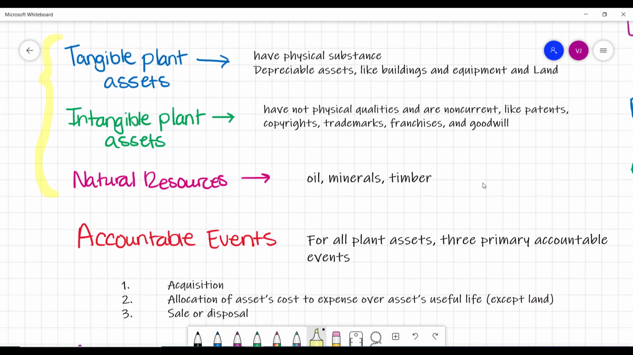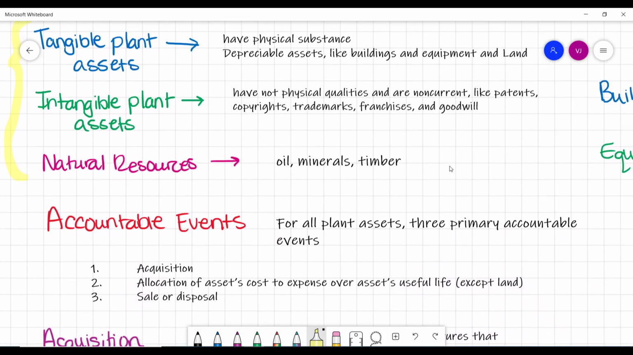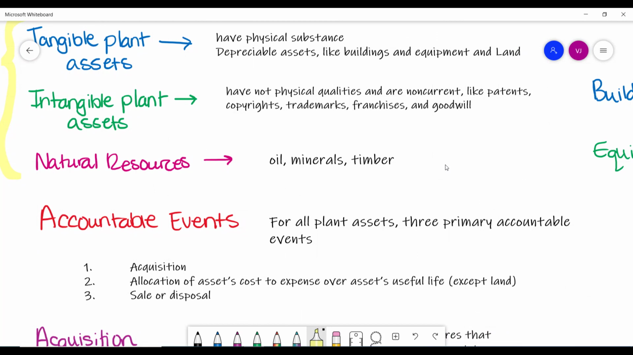So what's important for all plant assets are accountable events, meaning those events that have to actually go on the books. So for plant assets, there are three primary accountable events. So the first one being acquisition. So that's when you acquire or purchase the plant asset. So that's an accountable event that we actually need to journalize and put on the books. Second would be allocation of that asset's cost to expense over the asset's useful life, except land.